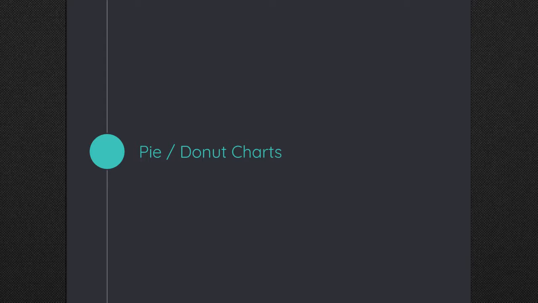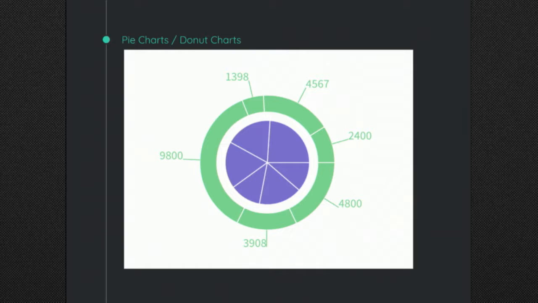Now, this is something I'd like to spend some time and have some fun with. They're pie charts. This is an example of a donut chart wrapped around a pie chart. I really don't know what these points in the center are supposed to be, but it must mean something.